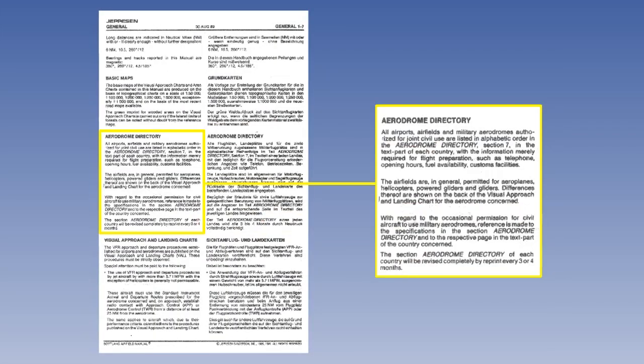Halfway down page 17 is the general information about the aerodrome directory section. Aerodromes in this section of the manual are listed alphabetically, and the information regarding the aerodrome is given in text form.